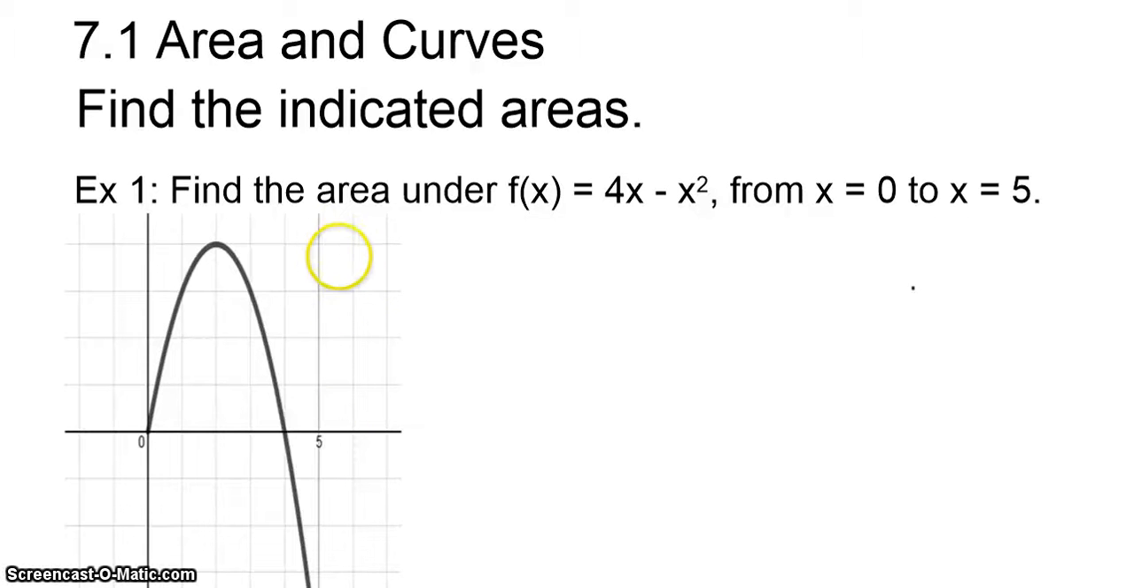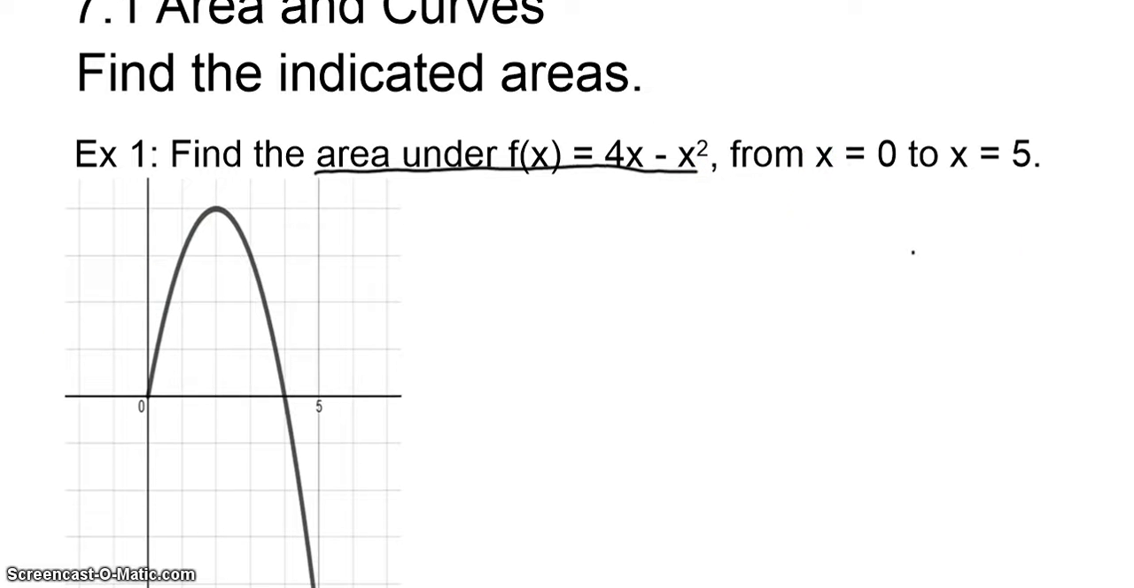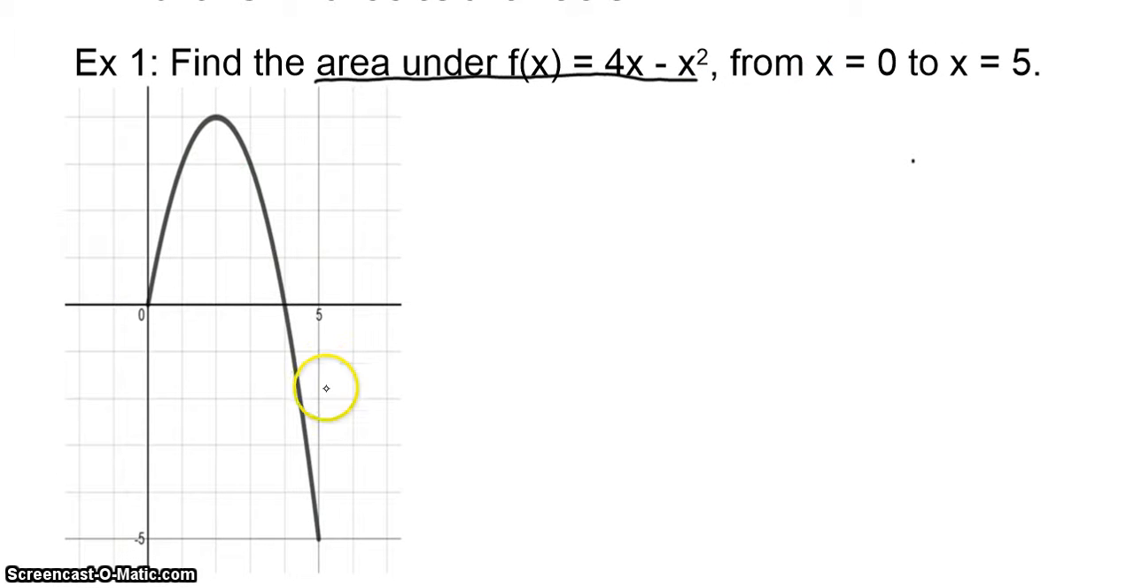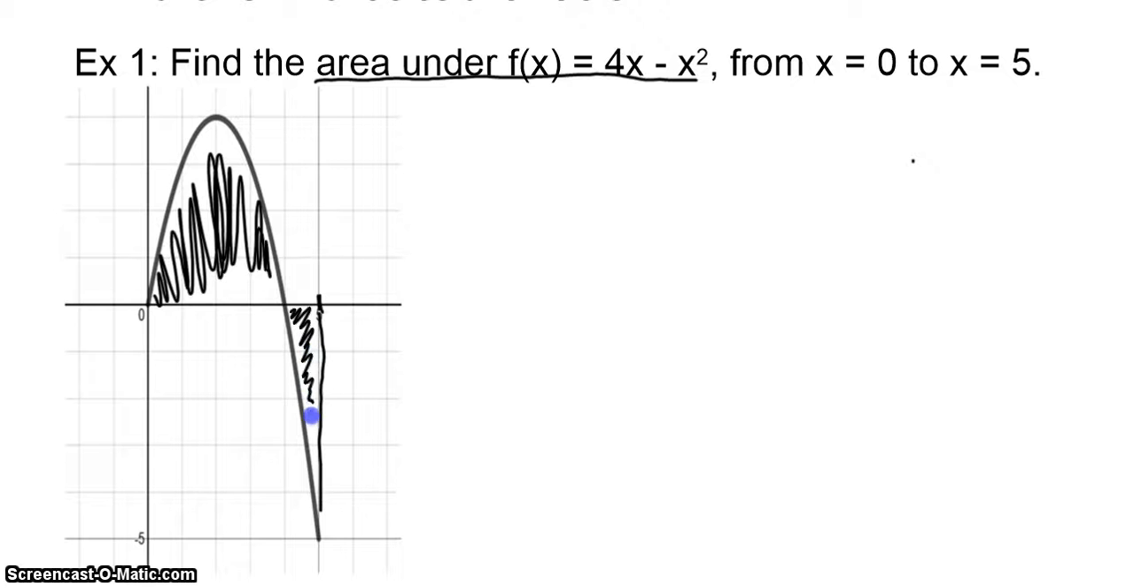Okay, so taking a look at finding the area under the curve. So area under a function. What do we have? Well, here's the curve. The area under is, of course, in here. That makes sense, but since we're going from 0 to 5, we've got to include this area over here.